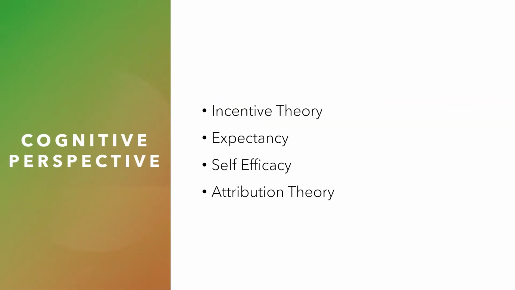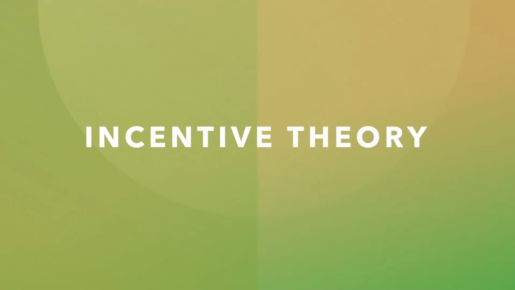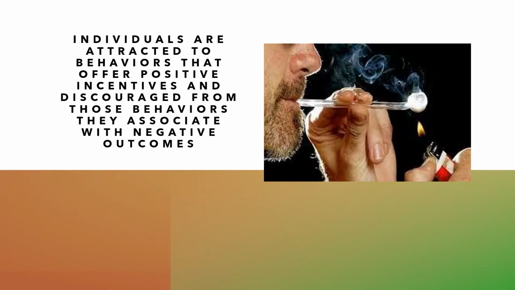Under the cognitive perspective, we have four theories: incentive theory, expectancy theory, self-efficacy, and attribution theory. We'll first talk about incentive theory. Incentive theory suggests that individuals are attracted to behaviors that offer positive incentives and are discouraged from those behaviors they associate with negative outcomes. The value of an incentive is influenced by cognitive and biological factors, for example, taking drugs.